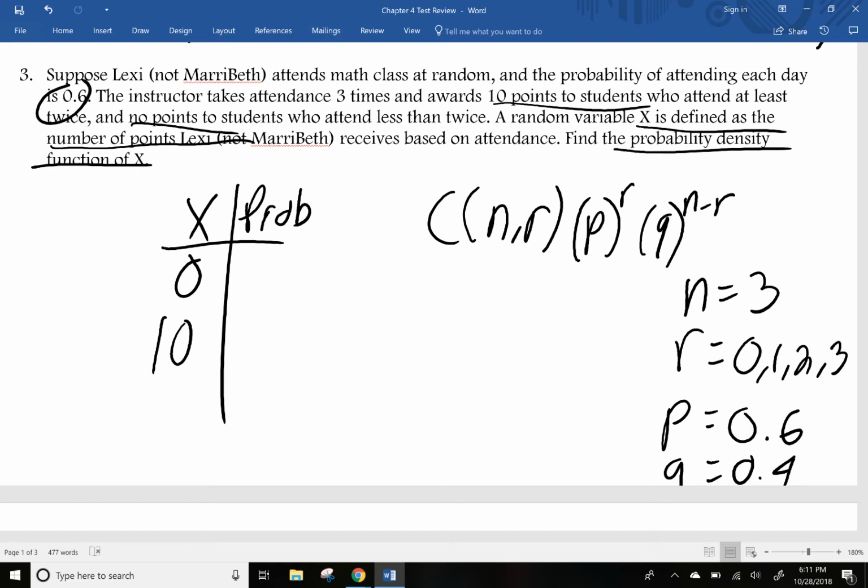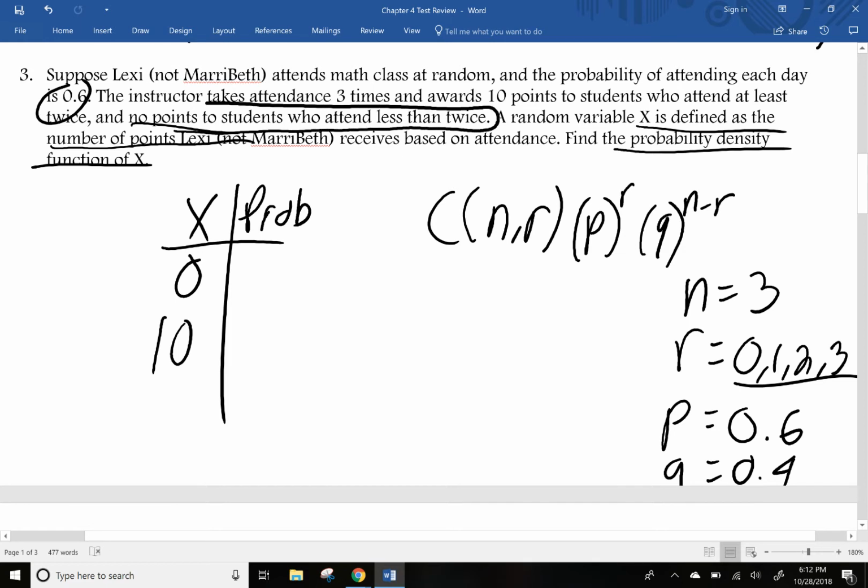All right, so all that's really going to change here is the R. So Lexi's going to get 0 points if she attends class less than twice. No points to students who attend less than twice. So that means attending class 0 times or 1 time is going to land Lexi 0 points. Now, if she attends class 2 times, she'll get the 10 points. Or if she attends class all 3 times, she'll still get the 10 points. So let's start doing some of the math here.